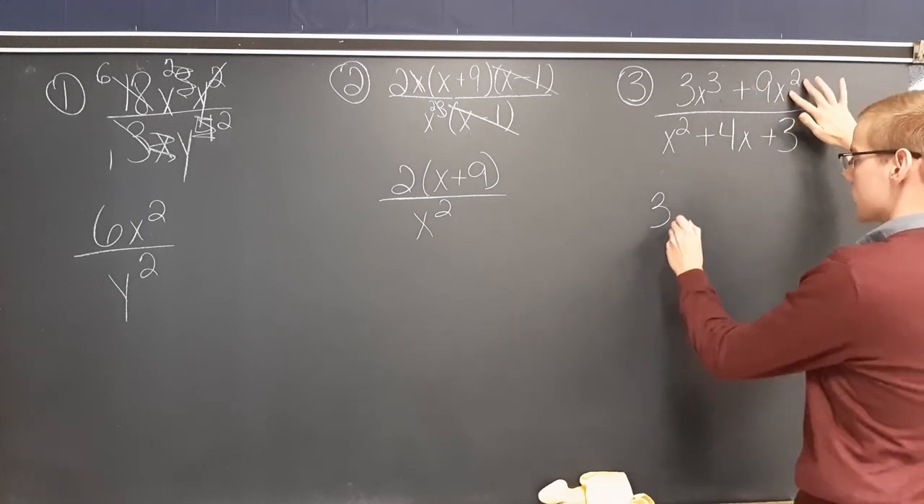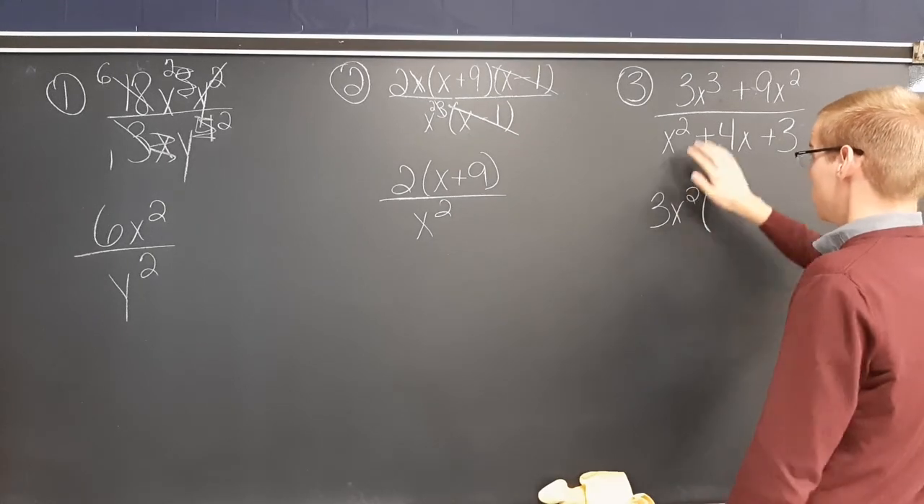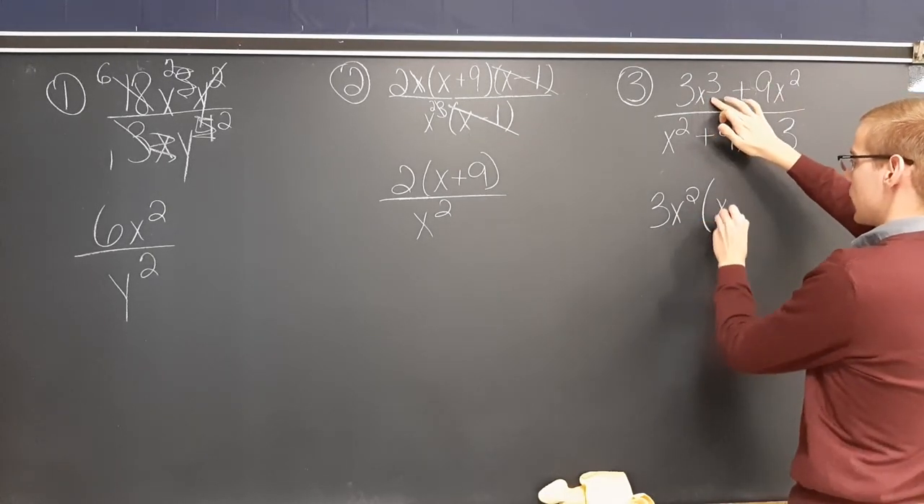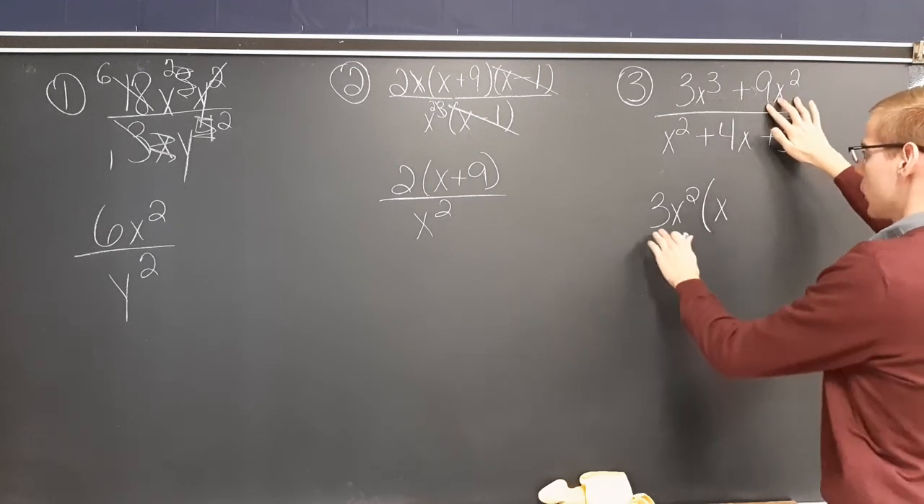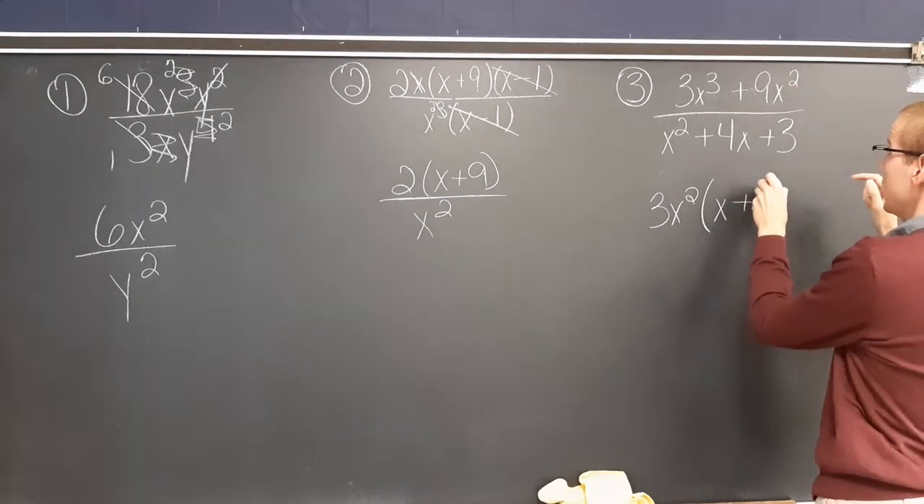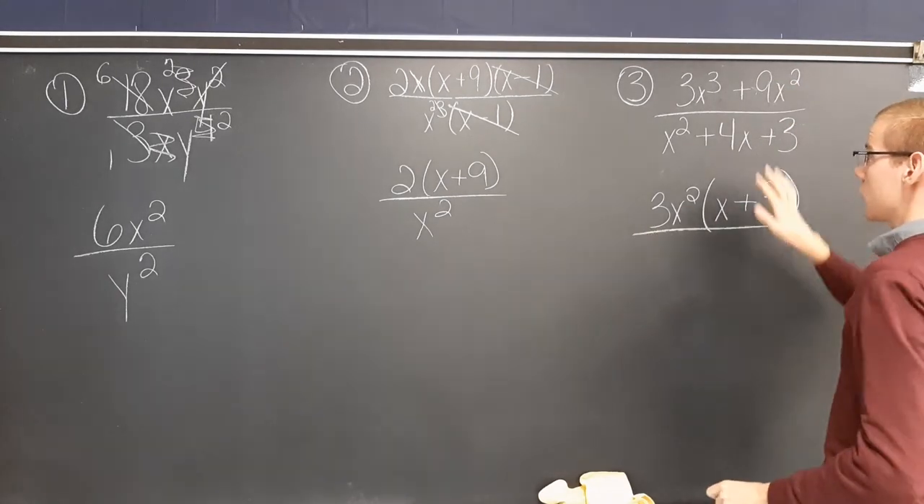So let's take this x squared. Now what do we have left to get this? We have 1 x left, so we put that here. And here we have 3 times what equals 9, which is 3. And we have no x's left. So that's it for the top.